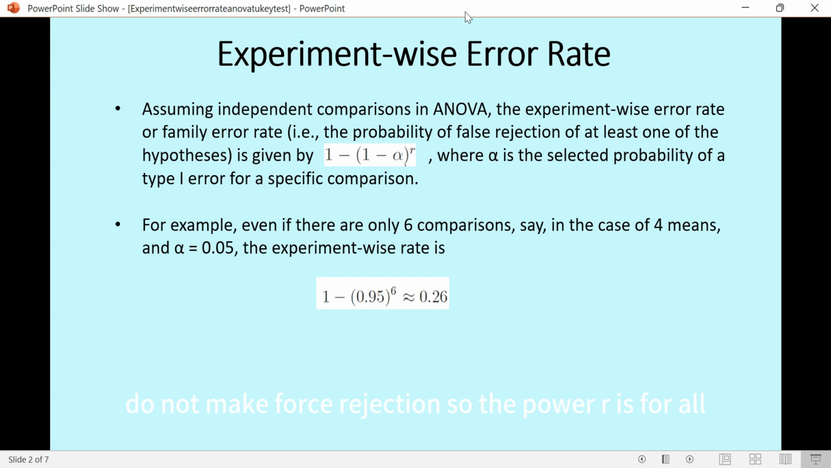So the power is for all comparisons having no false rejection, right? So 1 minus this power value will be the probability of at least one false rejection if we make multiple single comparisons. One example is if we make six comparisons in the case of 4 means, there's about 0.26 probability that we will make at least 1 wrong rejection for these 6 comparisons. So this probability is quite high, right?